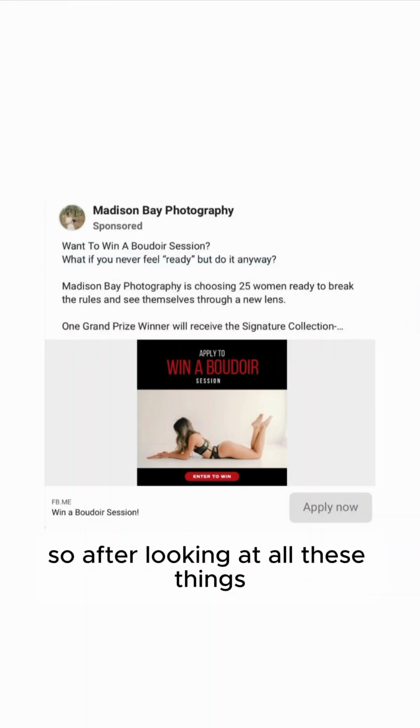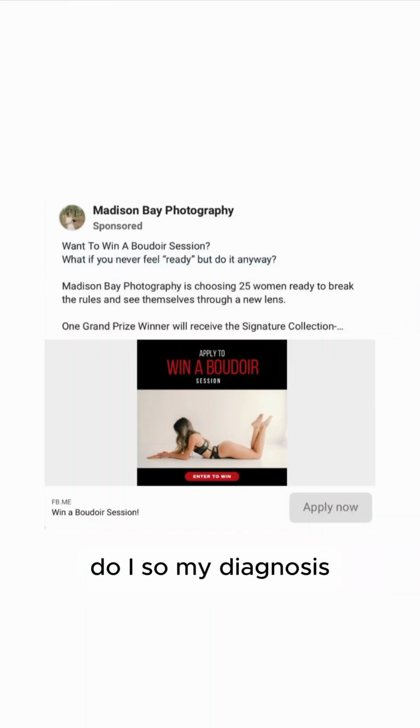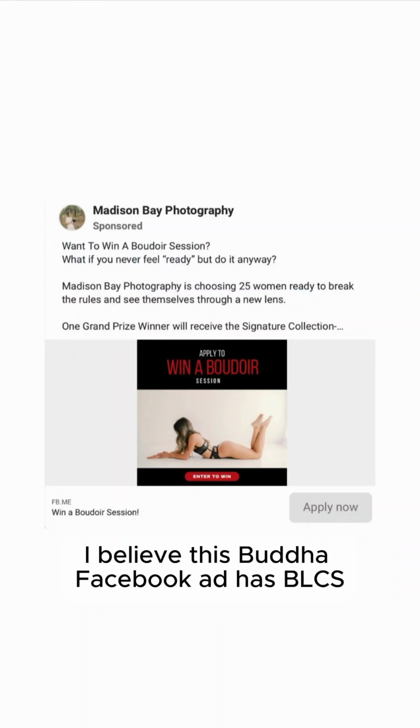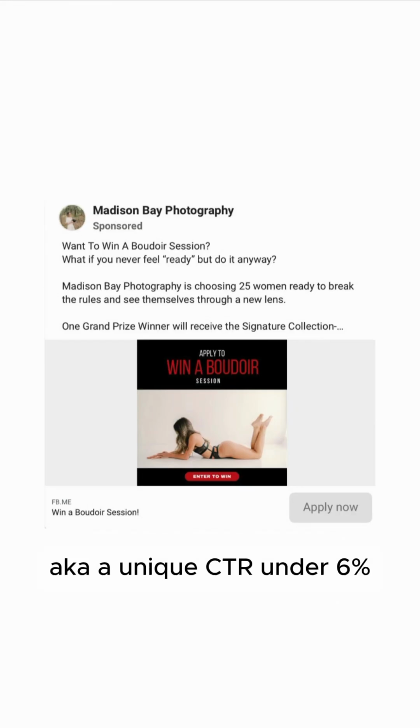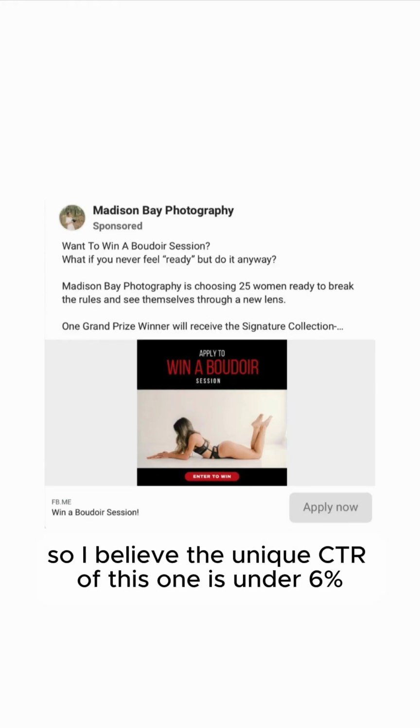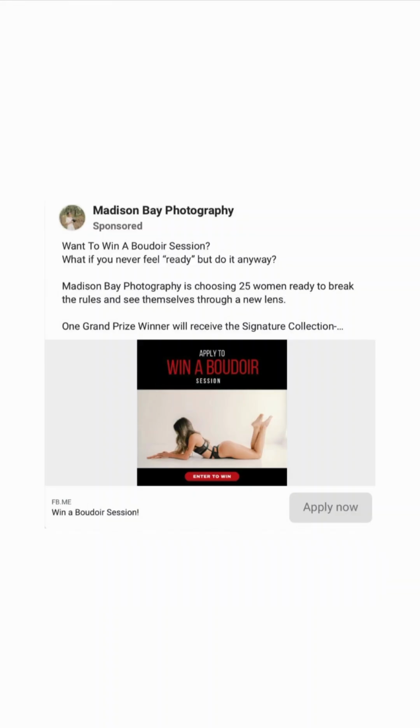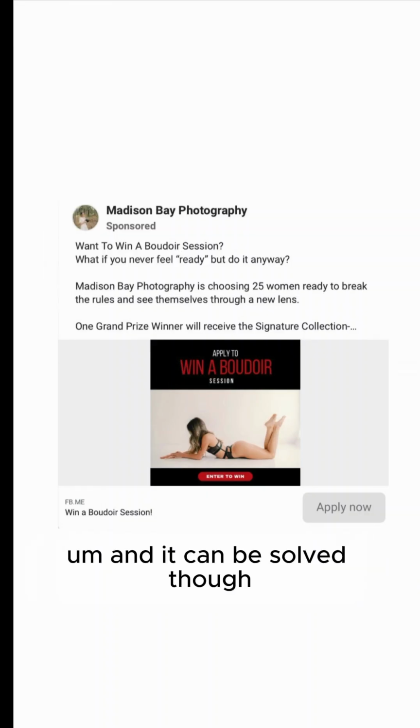So after looking at all these things, my diagnosis: do I believe this Boudoir Facebook ad has BLCS, aka Boudoir low click syndrome, aka a unique CTRL under 6%? Yes, I do. So I believe the unique CTRL on this one is under 6%. And it can be solved though.